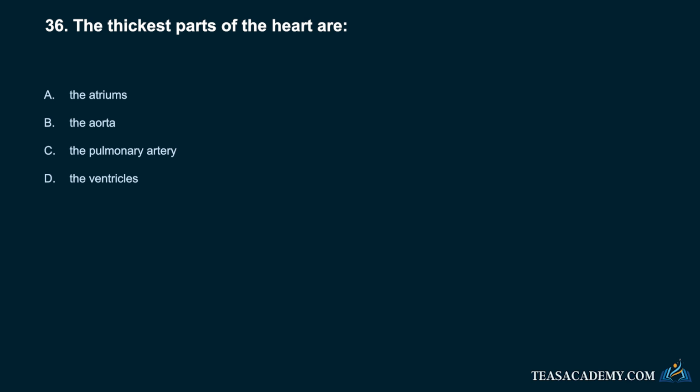36. The thickest parts of the heart are: A. The atriums. B. The aorta. C. The pulmonary artery. D. The ventricles.